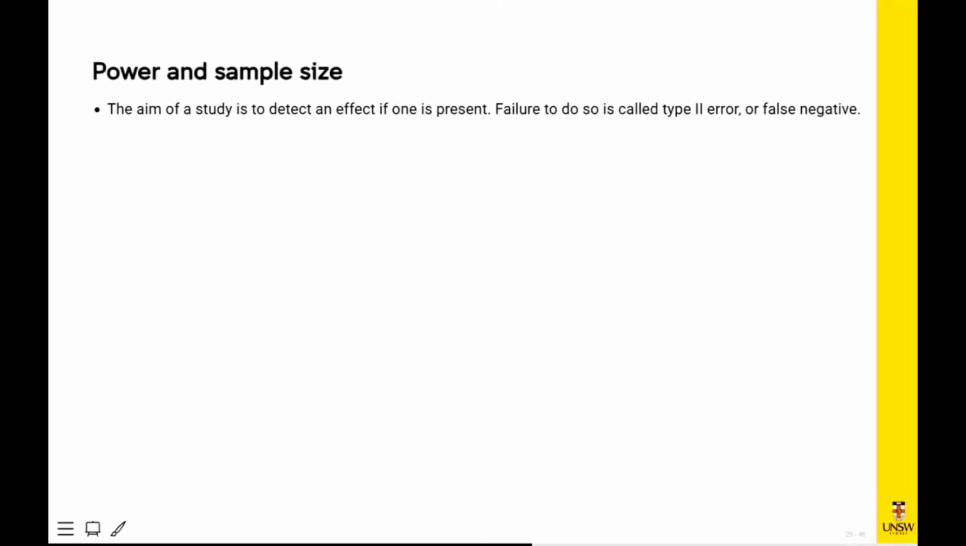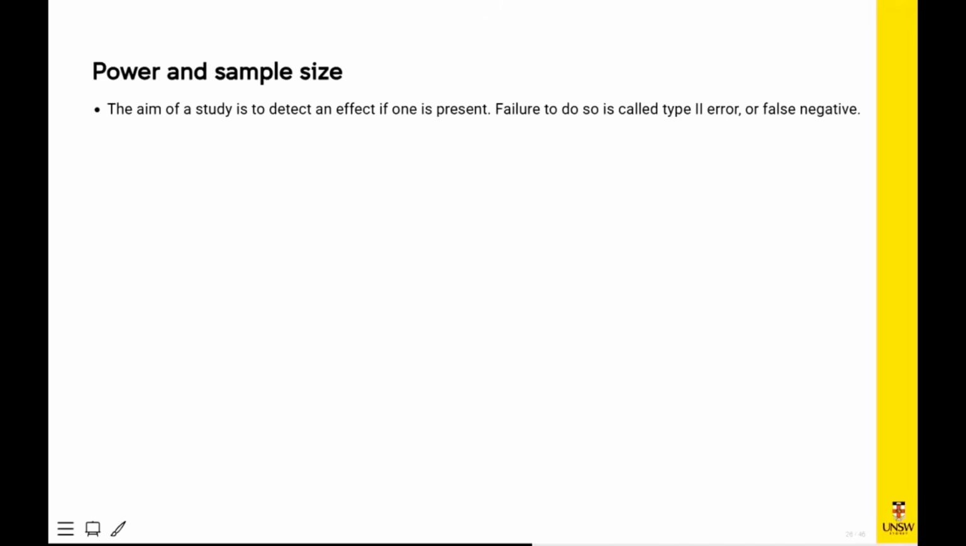Okay. So how do we go about calculating power and sample size? The aim of a study is to detect an effect in your sample if one is actually present in the population. And if you fail to do that, that's what we call a type 2 error. You might also think of it as sort of a false negative. You're missing something that's actually there.